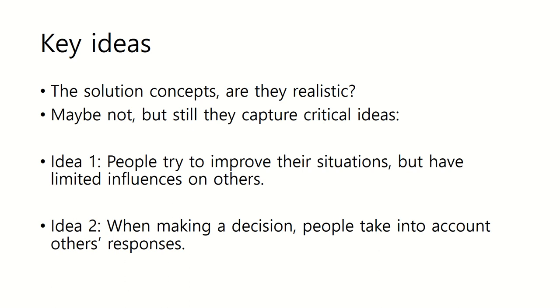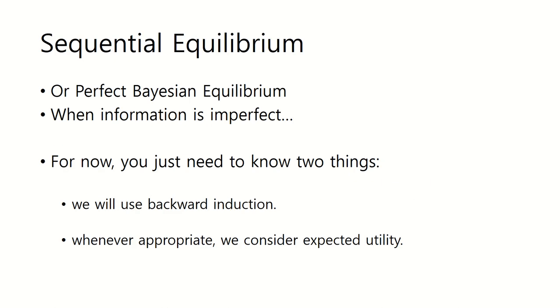And we're going to use something very similar to subgame perfect Nash equilibrium. It is called sequential equilibrium. It's very similar to subgame perfect Nash equilibrium, but this solution is general enough to allow imperfect information. And whenever appropriate, we are going to consider expected utility.